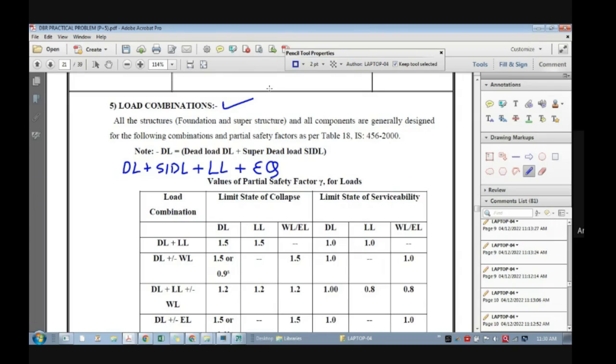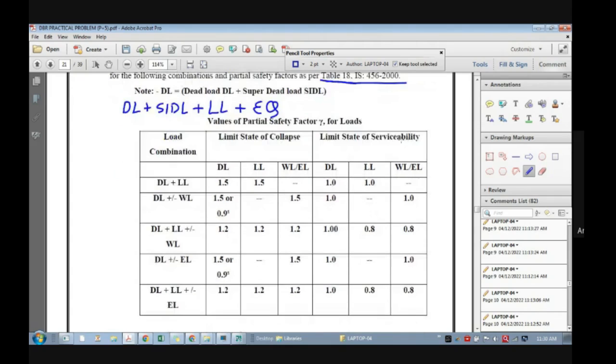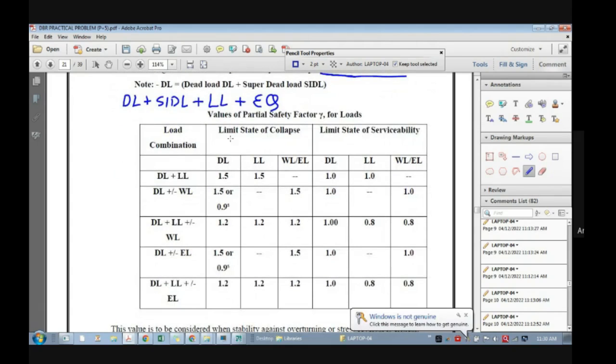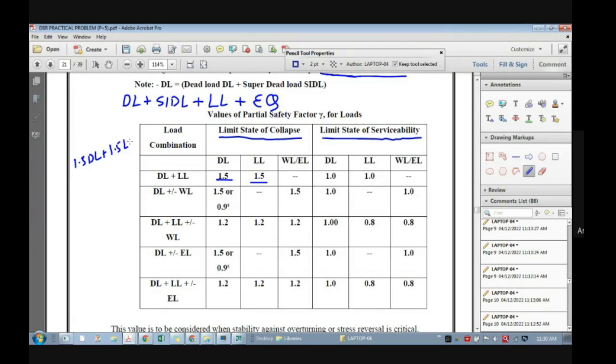So there are different combinations given in the IS 456 table 18. For design, we use limit state of collapse, and for serviceability or deflection, we use this. If it is a dead load plus live load, use load factor as 1.5. So for limit state design, gravity design, we use 1.5 dead load plus 1.5 live load.